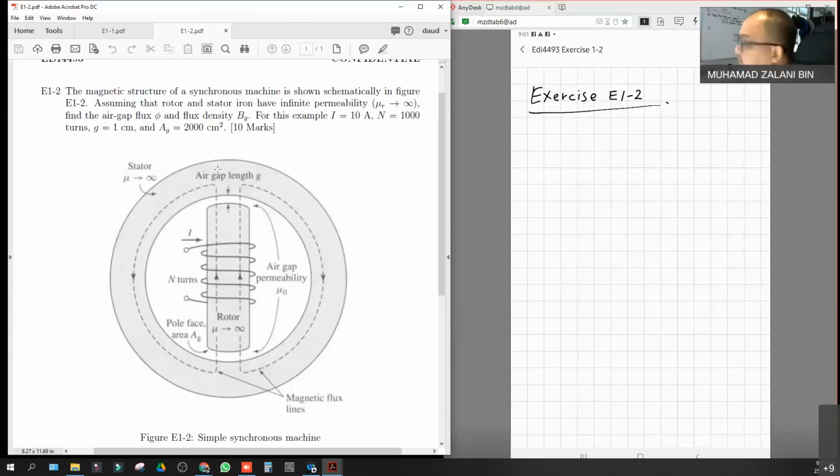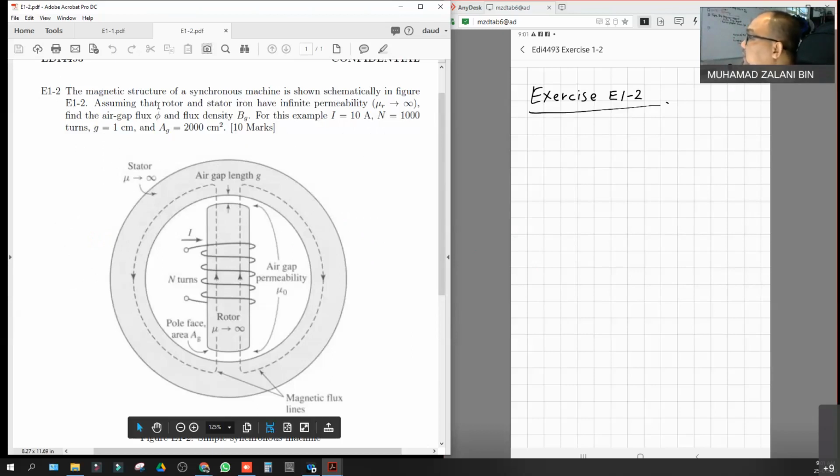Now we will move on to exercise E1-2, also about the magnetic circuit. As you can see on my left-hand side, let me just read the question first. The magnetic structure of a synchronous machine is shown schematically in figure E1-2, this figure, right?